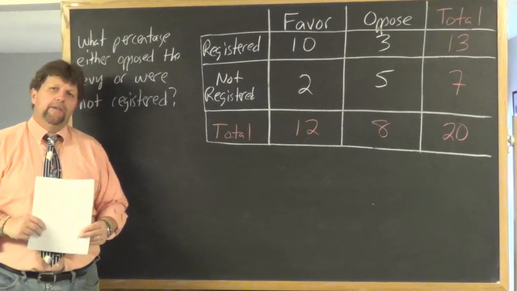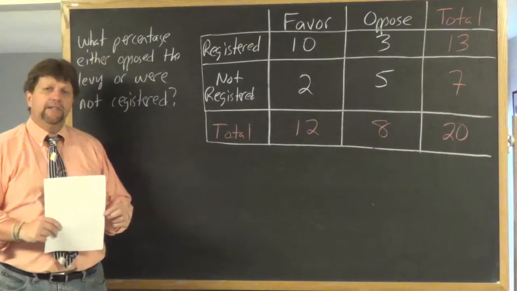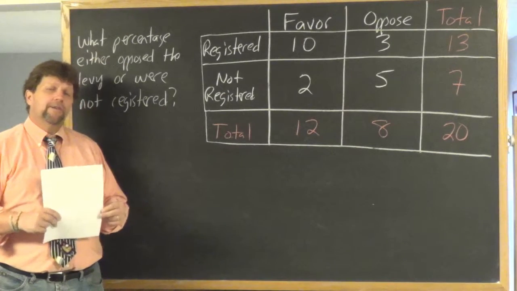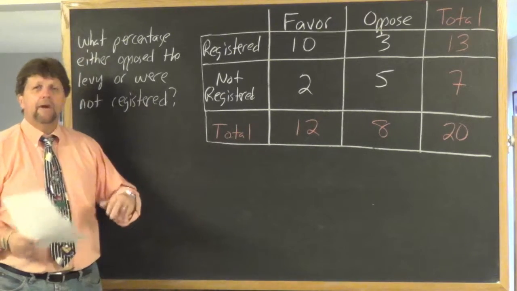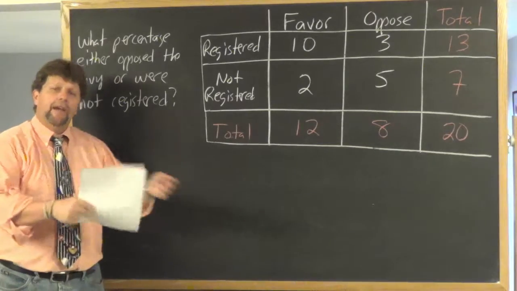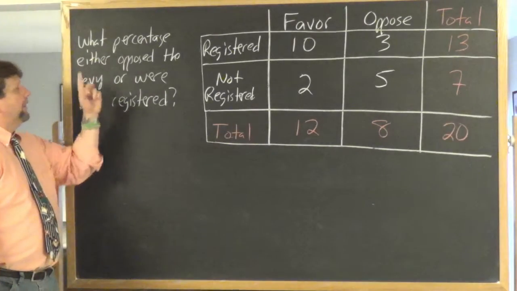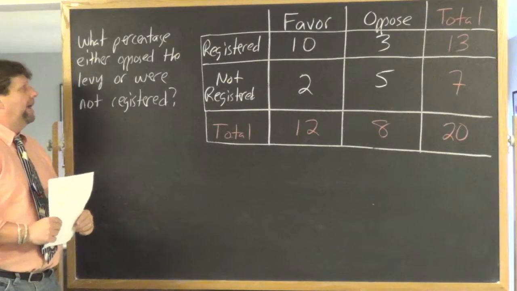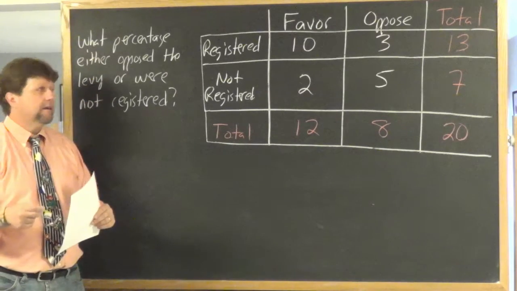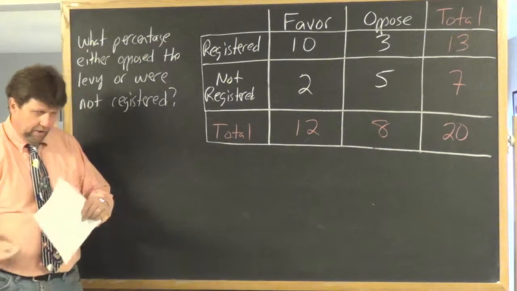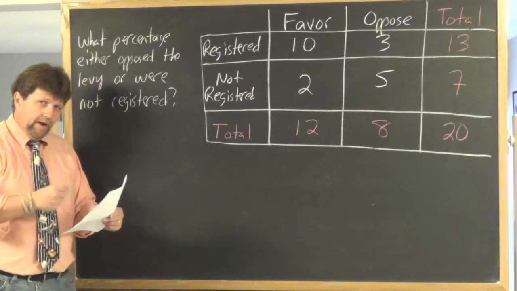Hi, hey, we're looking at another one here dealing with the same contingency table of folks who were surveyed, 20 folks surveyed, if they were registered or not registered, if they favored a school levy or opposed a school levy. And in this one, we want to know what percentage either opposed the levy or were not registered. So they opposed the levy or they were not registered.